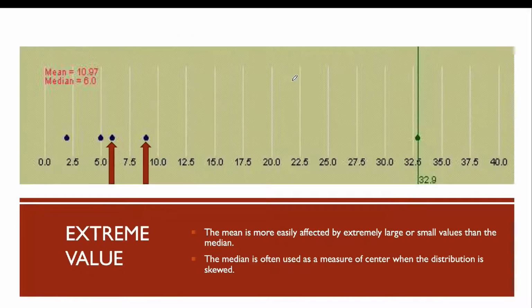Next up we have extreme values. The mean is more likely affected by extremely large or small values than the median, and the median is often used as a measure of center when the distribution is skewed. So from this data, the mean is 10.97, and the median is 6, and this is the extreme value.